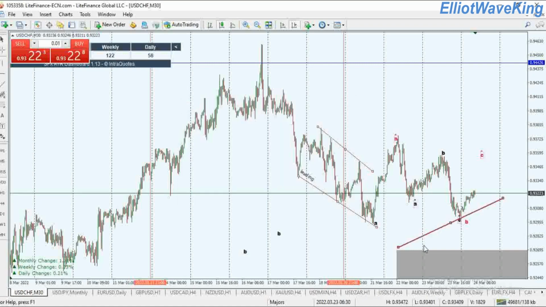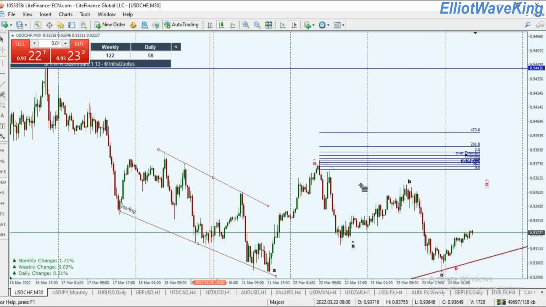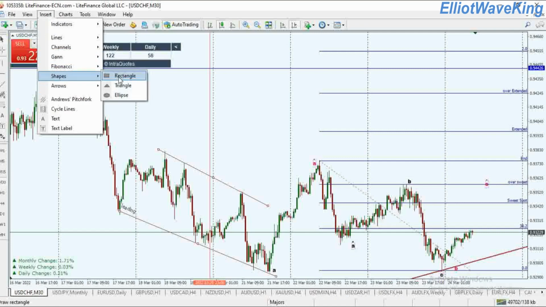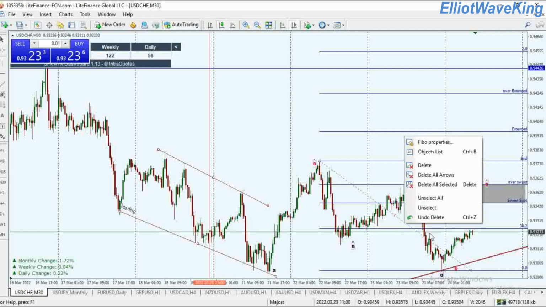Let's put up some strength here on this line right here. Let me just zoom in a little bit. Okay, many of the times I start looking for my C leg around 61.8. So I'm going to put up Fibonacci right here again, and I'm going to be drawing rectangles there. Okay, so this is why I'm going to start looking for C.